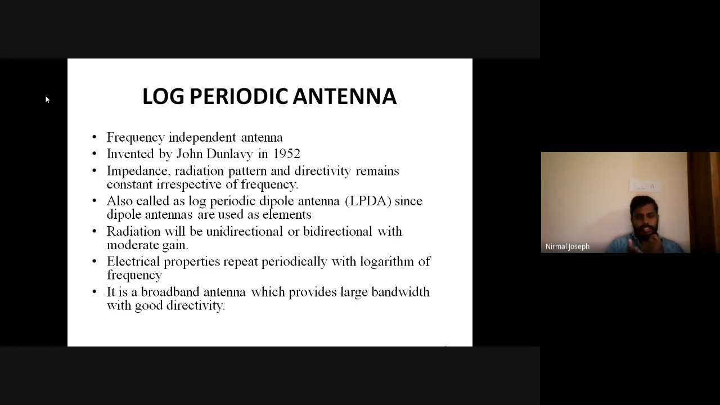This is understood only because it is a frequency independent antenna. What is meant by frequency independent antenna?